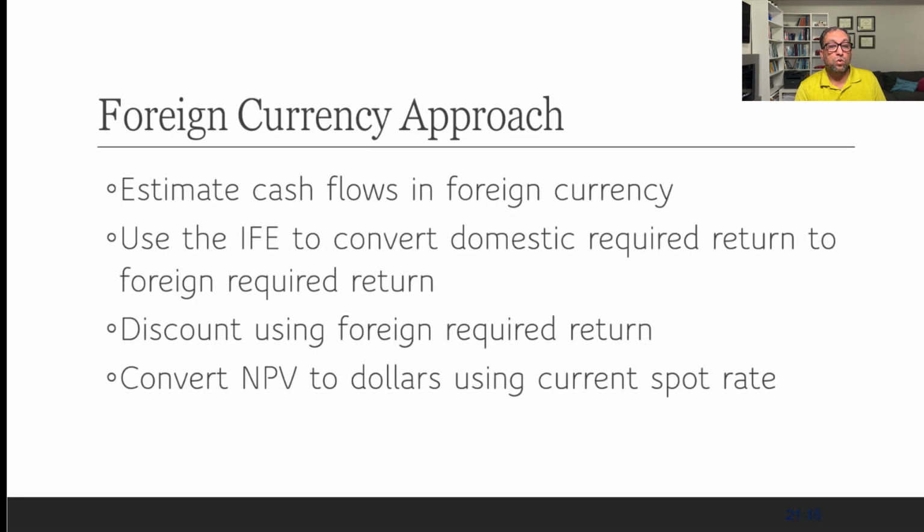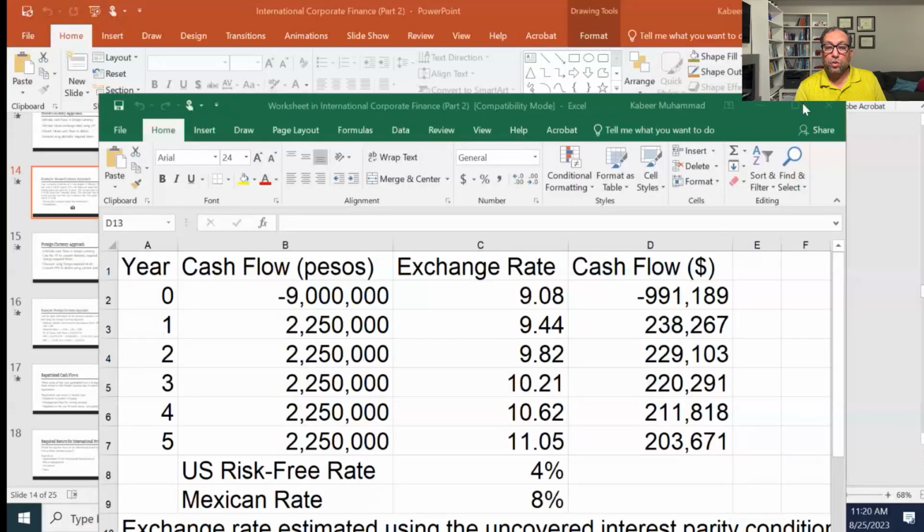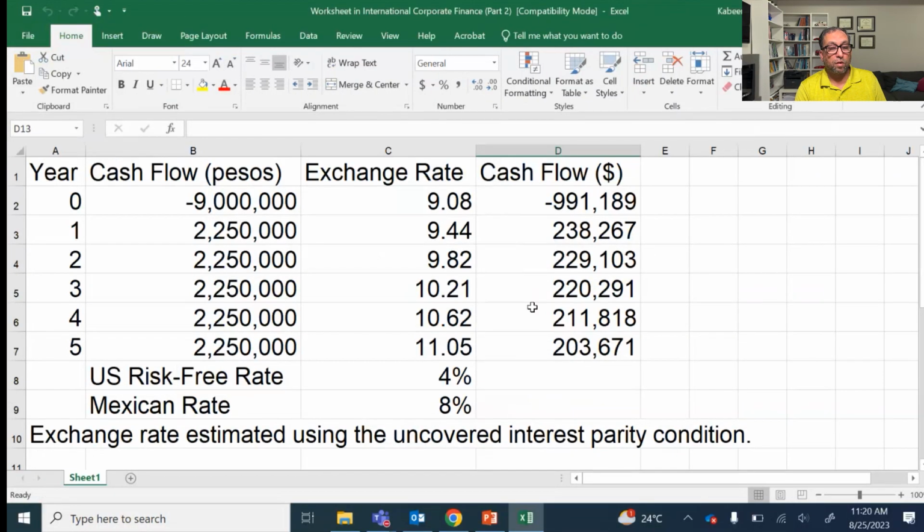So I stop sharing this one and I want to share the screen to show you the Excel file. In the Excel file, we wrote down all the cash flows. This one is a negative cash flow, meaning outflow, 9 million, and these are all inflows for the next 5 years. And this is the exchange rate for these 5 years. And we convert those cash flows by multiplying by their exchange rates.